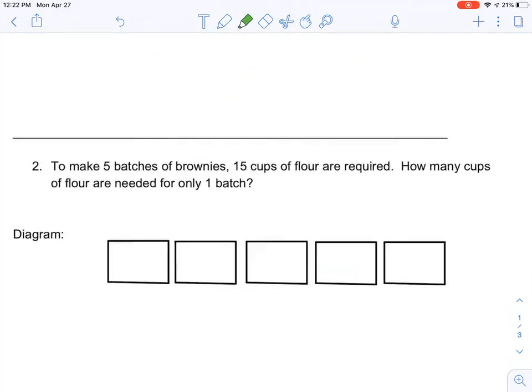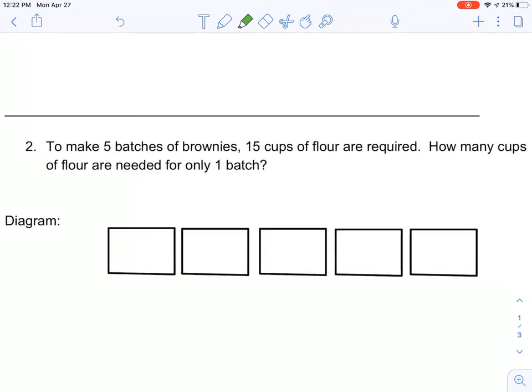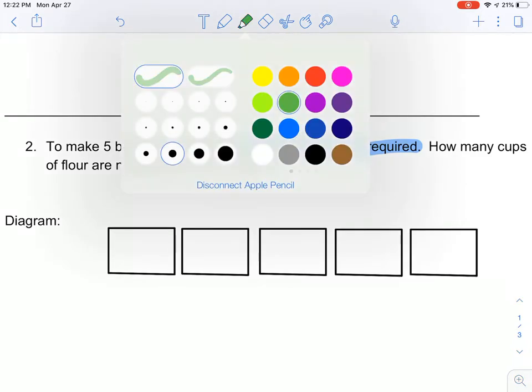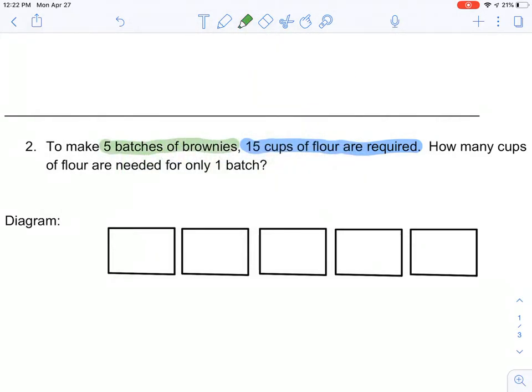So the first question. Remember when reading, always try to highlight the most important information. To make 5 batches of brownies, 15 cups of flour are required to make 5 batches total. How many cups are needed for only 1 batch? So let's take a look here. It looks like we already have our 5 batches right here: 1 batch, 2 batch, 3 batch, 4 batch, 5 batches. And what are we dividing into each one? 15 total cups of flour.